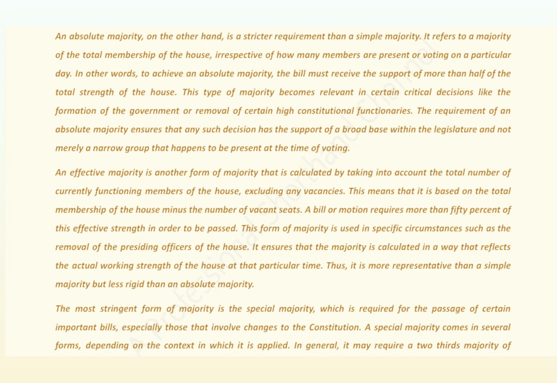An absolute majority, on the other hand, is a stricter requirement than a simple majority. It refers to a majority of the total membership of the House, irrespective of how many members are present or voting on a particular day. In other words, to achieve an absolute majority, the bill must receive the support of more than half of the total strength of the House.